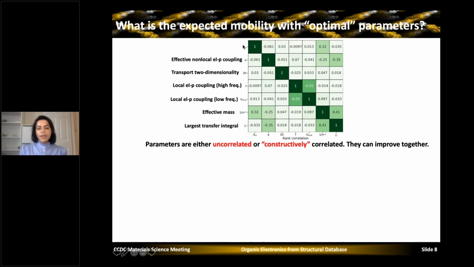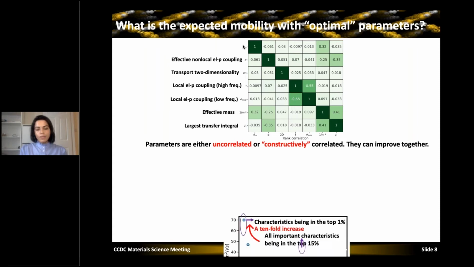And our results showed that the parameters of interest are either uncorrelated or constructively correlated. So this is fantastic. That means if you improve one of the parameters, you would not destroy the other ones. So with peace of mind, start improving whatever you like. And then let's see what is the maximum achievable mobility.